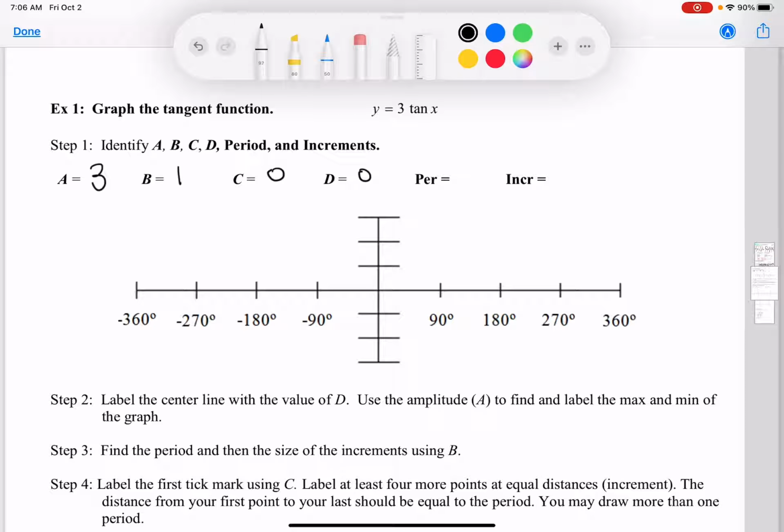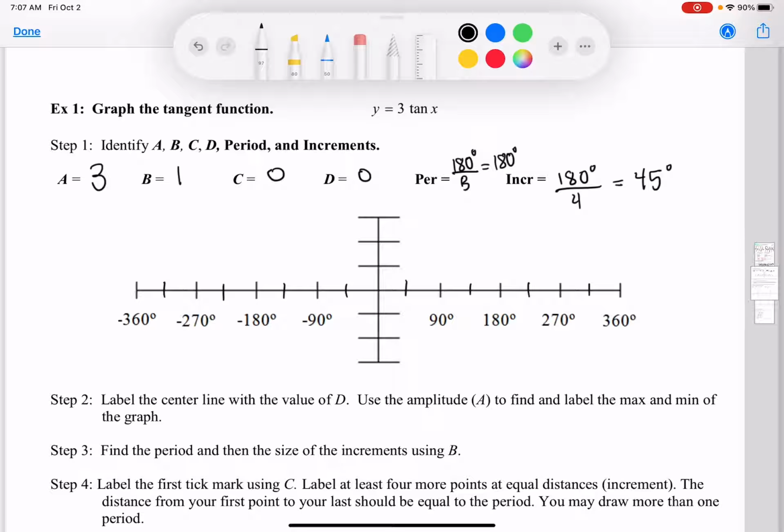All right, well, the period is 180 degrees, or in other words, pi divided by B. I see my increments are in degrees here, so I'm going to leave it as 180. Well, 180 divided by B just equals 180 divided by 1, so just 180. And then for the increments, that would be the period, so 180 degrees divided by 4. So every increment will be 45 degrees. Even just knowing that my increments are 45 degrees apart, I'm going to go ahead and add in all my 45-degree increments.